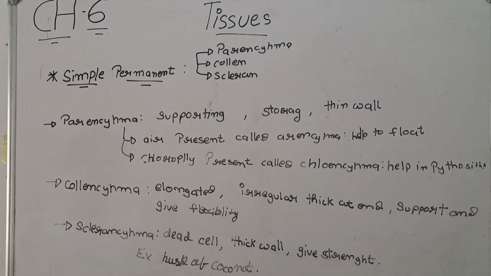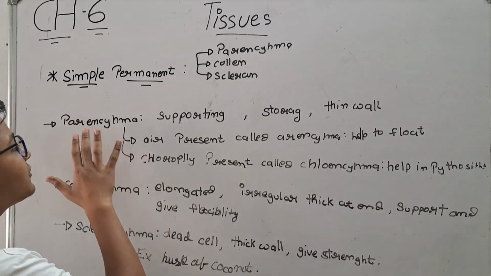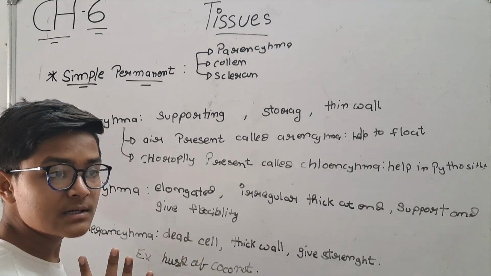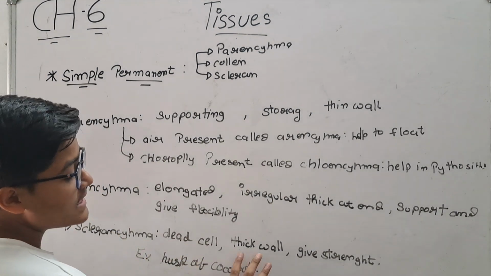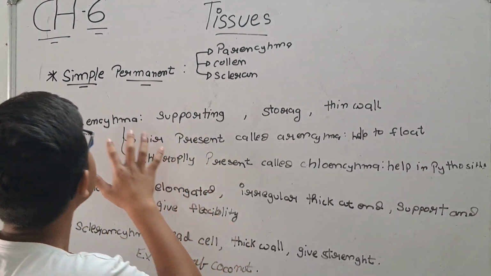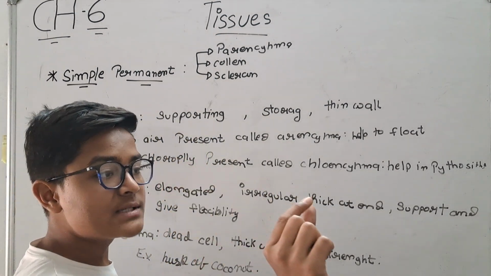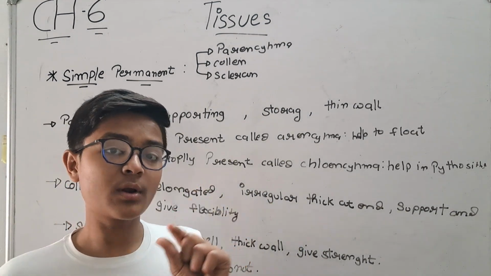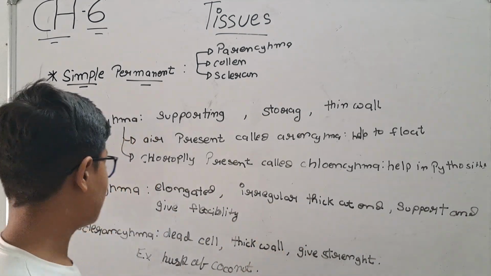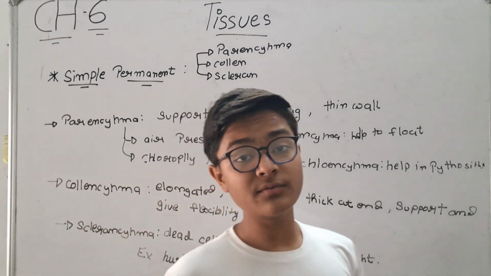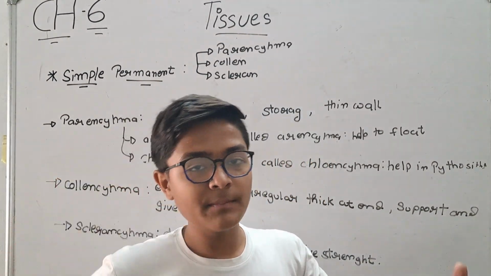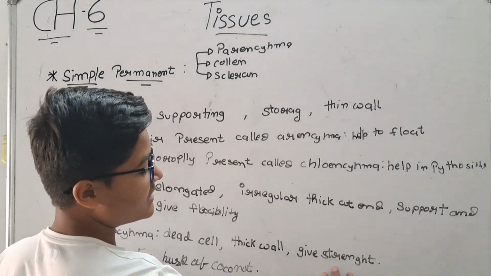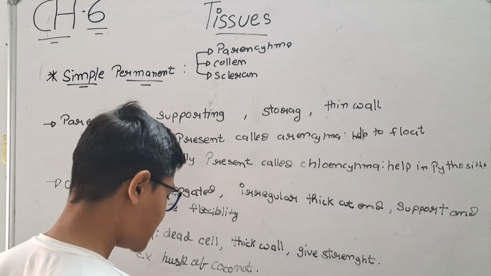Now let's see sclerenchyma. The cells of parenchyma and collenchyma are living, but the cells of sclerenchyma are dead. They have thick walls. In parenchyma the walls at the corner and at the middle are thin. In collenchyma the walls at the corner are thick and at the middle thin. But in sclerenchyma the walls are thick at the corner as well as at the middle, and the cells are dead. It gives mechanical support and strength.